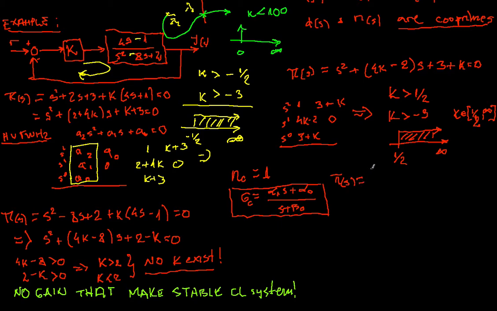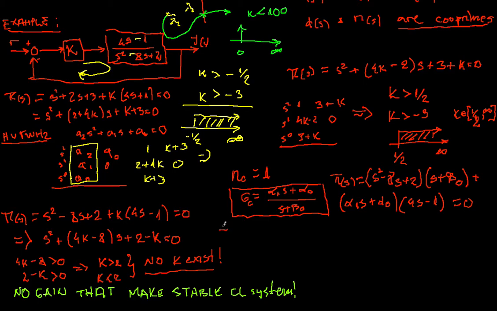What do we have now? Let's write the P of S in this case. This is s squared minus 8s plus 2 multiplied by the denominator of the controller, s plus beta 0, plus alpha 1 s plus alpha 0 times 4s minus 1, equal 0. Therefore, this is the characteristic polynomial in this case.